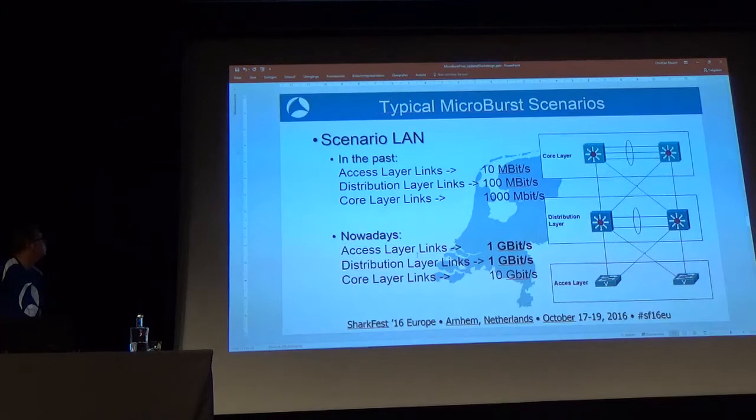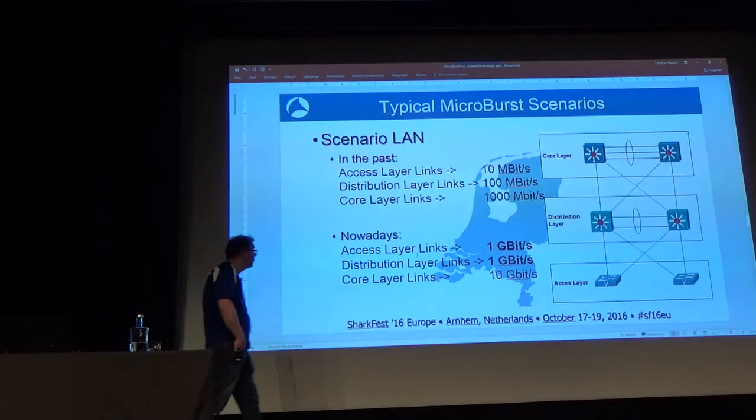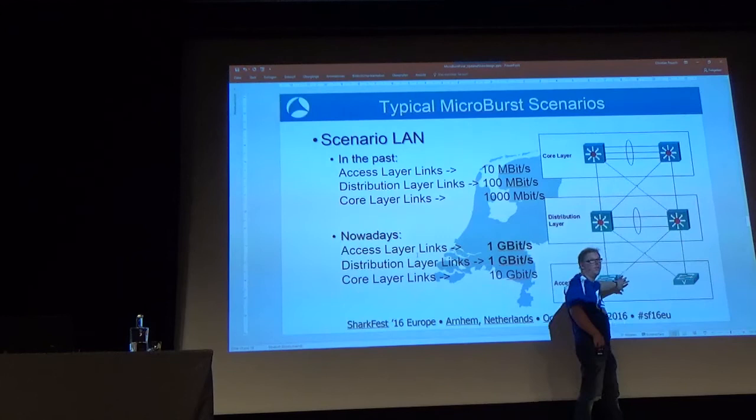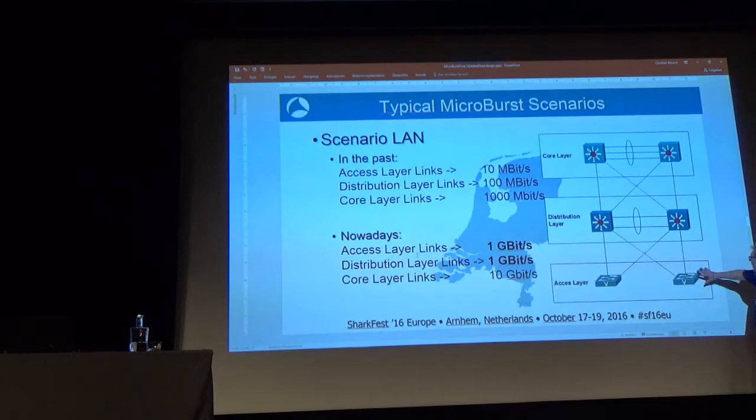In the past, we have scenario LAN now. In the past, we normally had 10 Mbit links for the access layer, and the distribution layer was typically 100 Mbit, and the core layer was 1 gigabit.